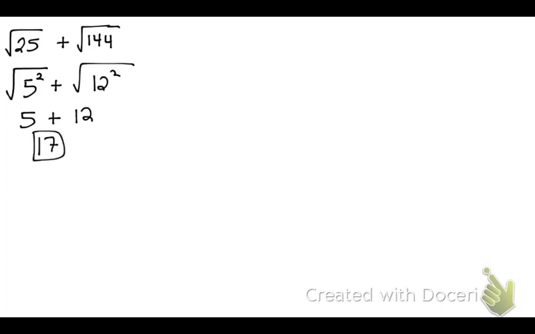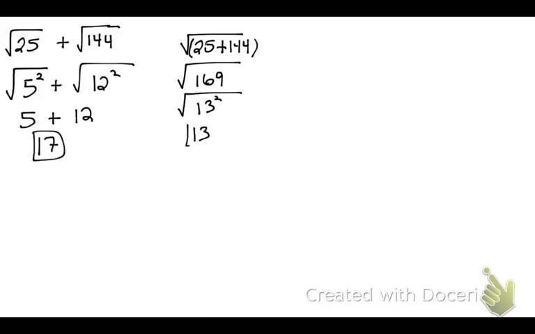We can contrast that, though, with this. The square root of 25 plus 144. Since both of these things are inside the square root bar, it's implied that there's some parentheses here. So 25 plus 144, well, that's 169. And as we saw earlier, 169 is 13 squared. So the square root of 25 plus 144 must be 13.